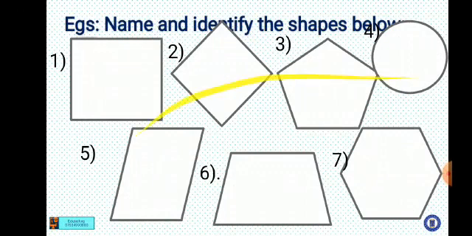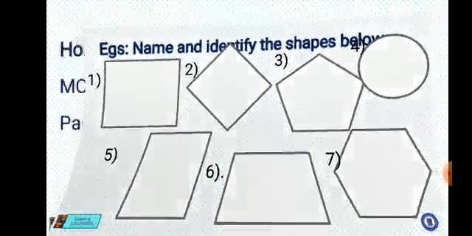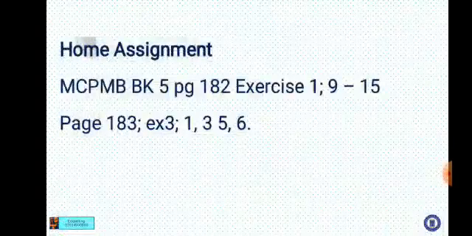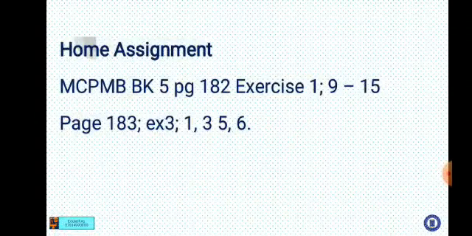Now, you can bring out your exercise book and copy and draw all these drawings inside your book. If you have not copied the note, you copy and put in the diagram. Then while you do the following home assignment: Macmillan Champion Primary Maths, Book 5, page 182, exercise 1, 9 to 15, page 183, exercise 3, numbers 1, 3, 5, and 6.